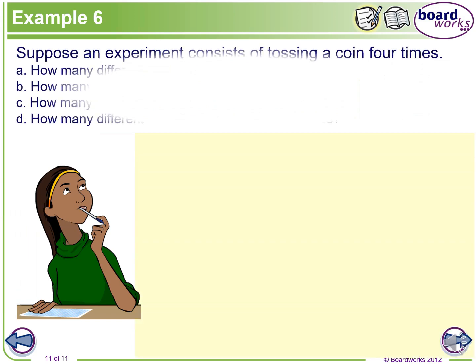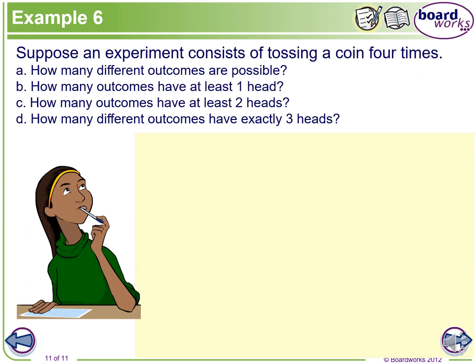How about example number 6? Suppose an experiment consists of tossing a coin 4 times. Letter A, how many different outcomes are possible? Letter B, how many outcomes have at least one head? Letter C, how many outcomes have at least 2 heads? Letter D, how many different outcomes have exactly 3 heads?